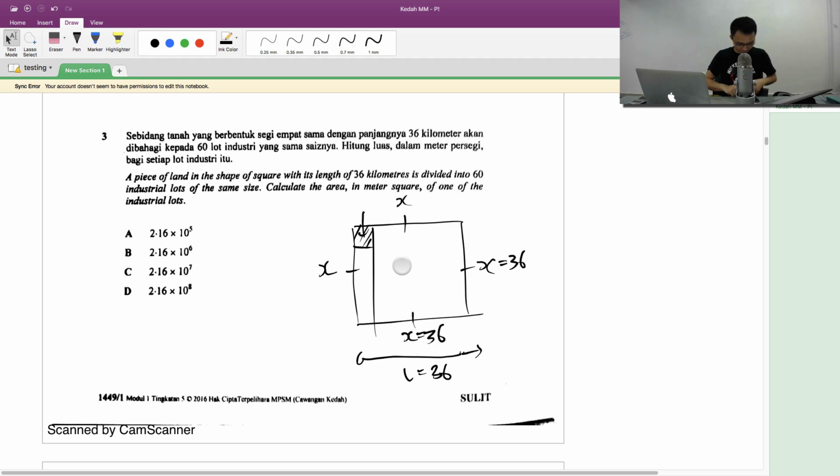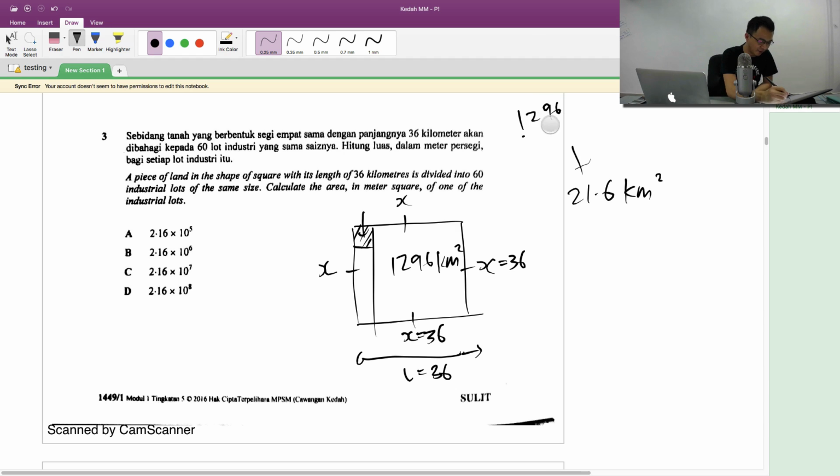So I know my area is 36 multiplied by 36, which is 1296. Then I divide this by 60. See what happened? If this is km square, you will get 21.6 km square for each lot. I get this from 1296 divided by 60, because they say the lots have the same size.